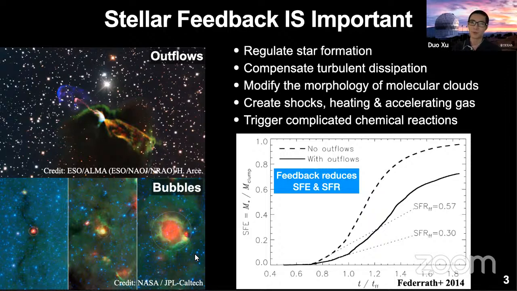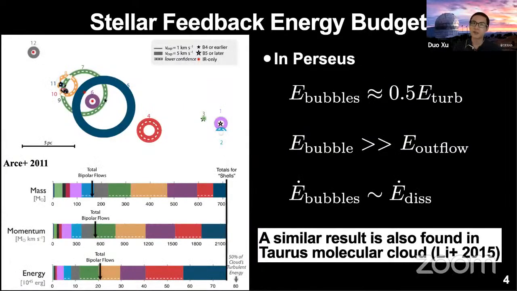In simulation, we see stellar feedback reduce both star formation rate and star formation efficiency. And it's really clear stellar feedback plays an important role, regulating star formation. In terms of energy budget, for example, in Perseus, stellar feedback contributes a significant amount of kinetic energy to the host cloud. The total kinetic energy coming from bubbles or stellar winds is comparable to half of the turbulent energy.